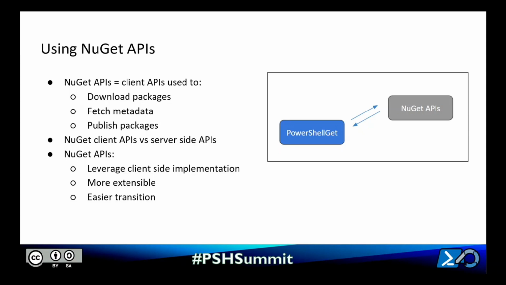Also, if major changes come up in the future, such as a new protocol or modifications to the server-side APIs, the NuGet team would update their client-side APIs and the changes would trickle down to us. Now, Amber is going to dive into some of the differences between v2 and v3 protocols the NuGet APIs support.